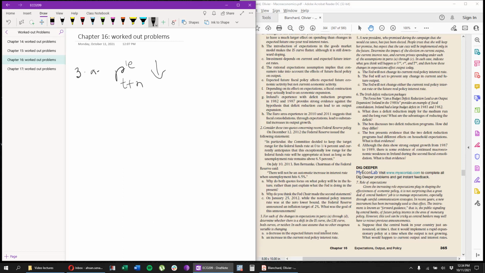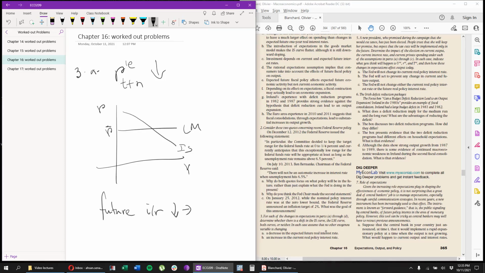So as a result, what will happen to the IS or the LM curve? We have a Y here, we have an R here, this is IS, this is LM. LM has everything to do with the current period policy rate, right? So nothing happens to the LM curve because current R is not changing. However, let me write this down, future interest rate is falling. As a result, what might we do?